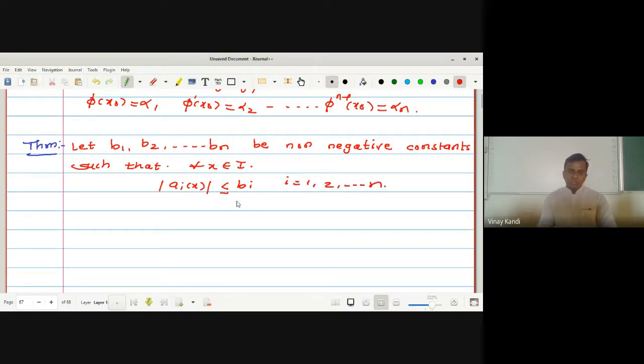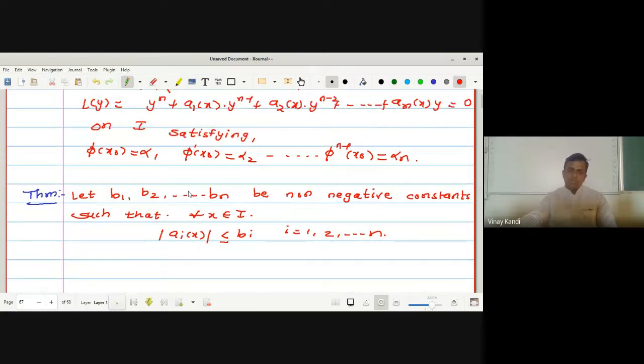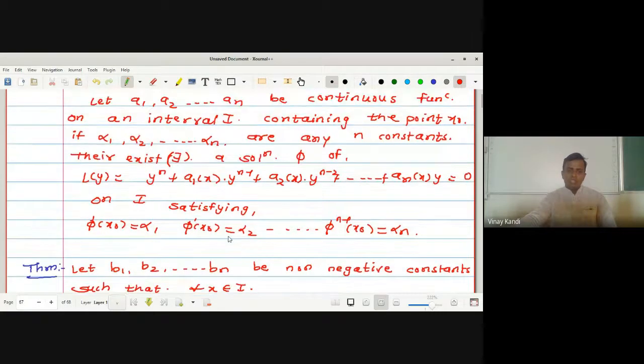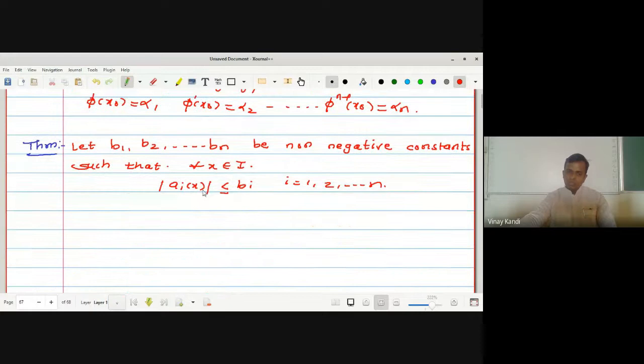What does it mean? This ai of x is the function. Okay, these are the variable. All these a1 of x, a2 of x, an of x, these are the functions of x. So what is the meaning of this one? Mod of ai of x is less than or equal to bi, where this bi is a non-negative constant.